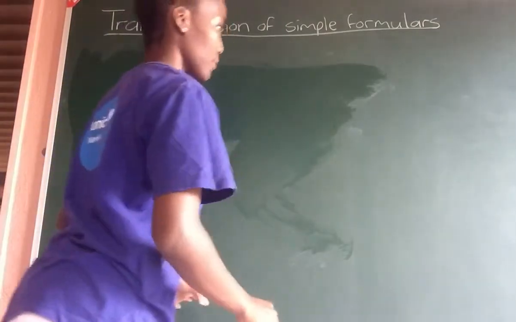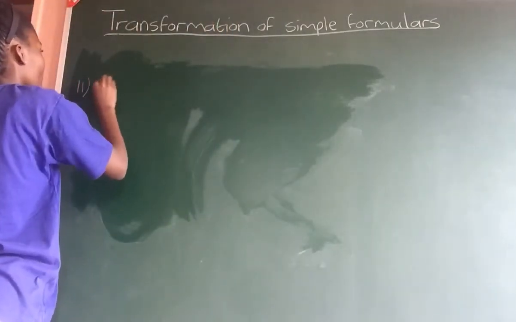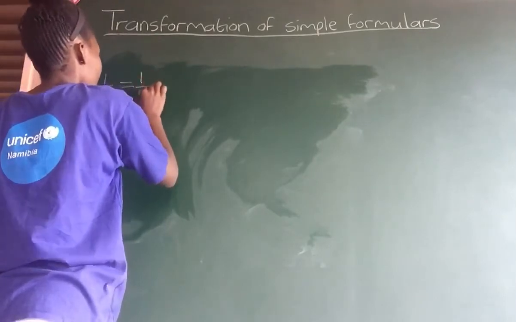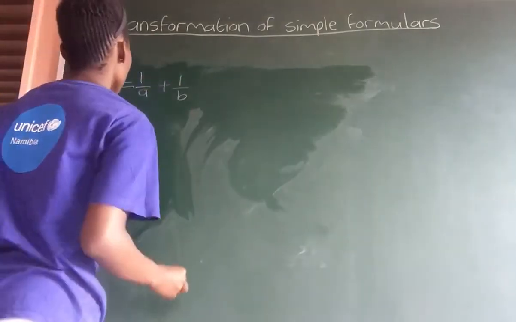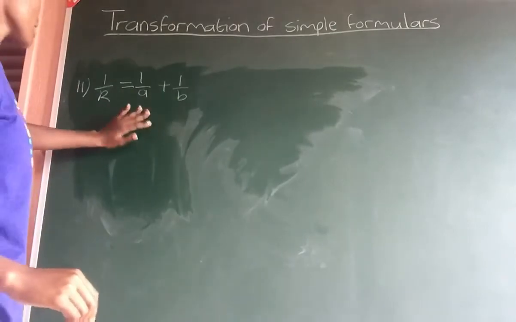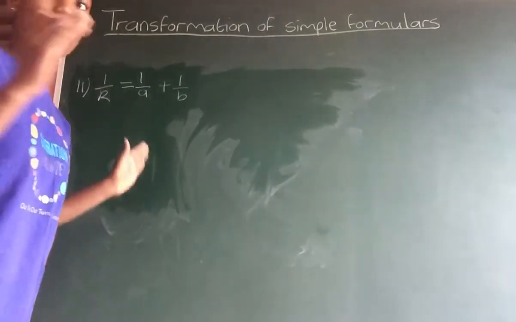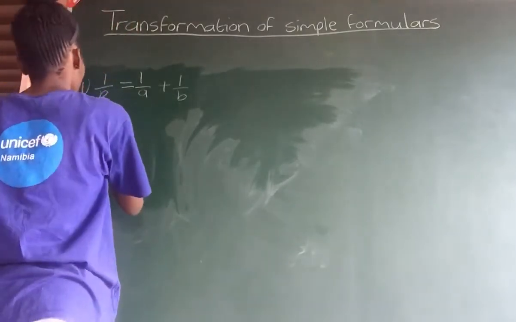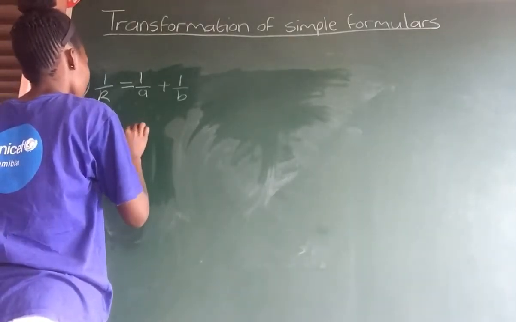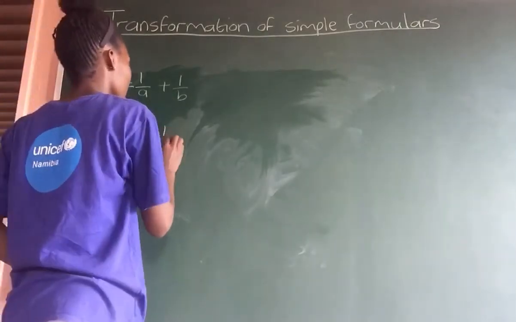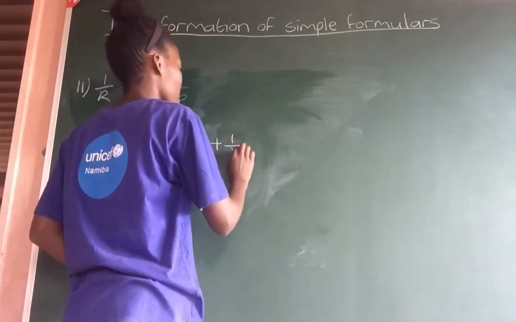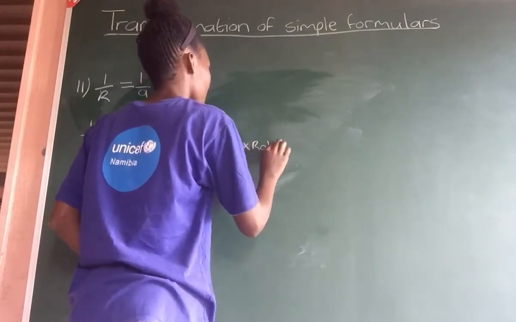Example number 11, we have 1/r = 1/a + 1/b. In this case, we're dealing with fractions. To remove these fractions, we're going to multiply our terms with the denominators combined. So we say 1 over r times rab is equal to 1/a times rab plus 1 over b times rab.